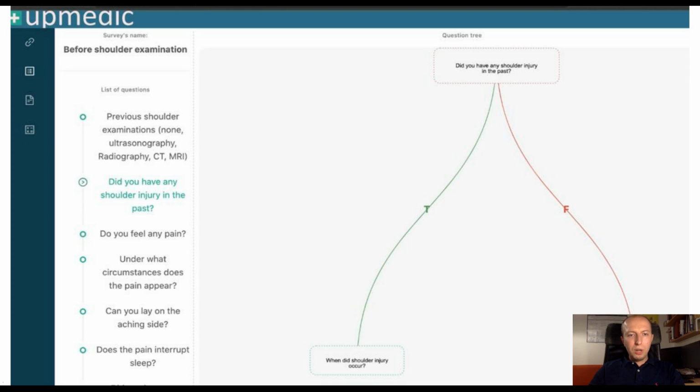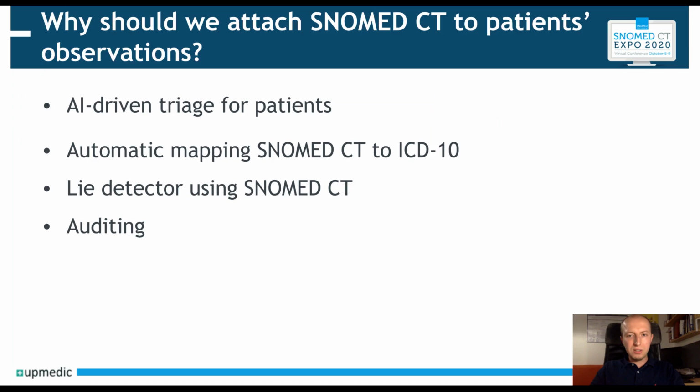And this is what a typical survey with the system looks like. We can see that it is in the shape of a tree. At the top of the tree, we have a question that the patient starts with, and based on the answer, in this case true or false, the surveying mechanism proceeds to the left or to the right question.